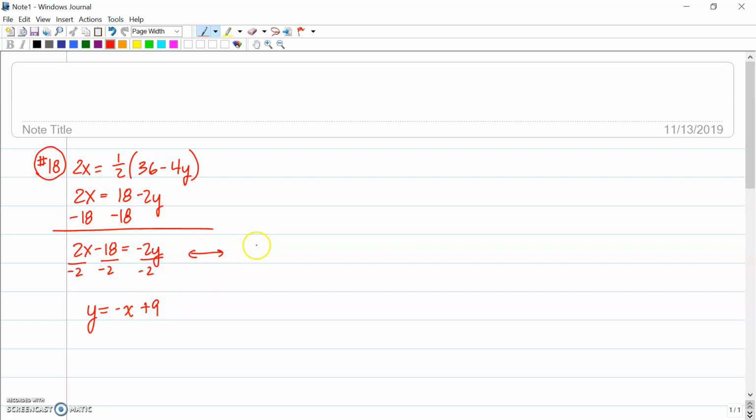Again, alternatively, if you'd rather do 2x minus 18 equals negative 2y, and do something like this, you can do that. This is pretty common practice when you're isolating y, though. It helps you have your fractions ready to go for rise over run or slope. All right, so we now know our slope, m, is negative 1, and our b, or y-intercept, is 0, 9.